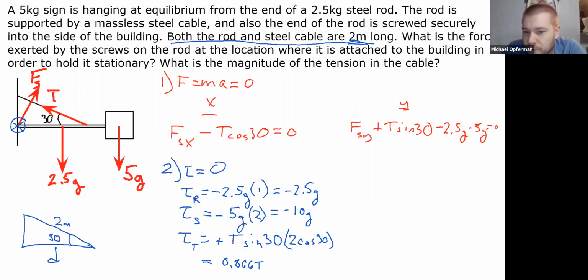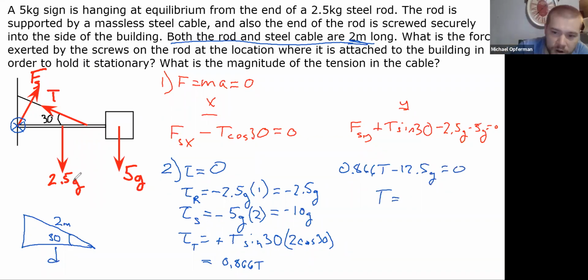Okay, so there's my 3 torques. So if I sum those 3 torques, I should get 0. So I'm going to have 0.866 T minus 12.5 G equals 0. I can solve that right away. That one only has one variable.